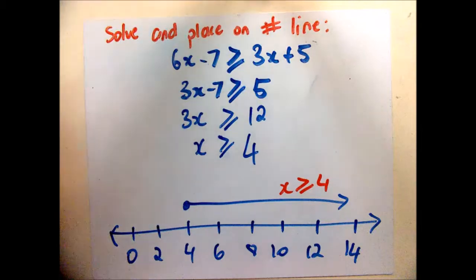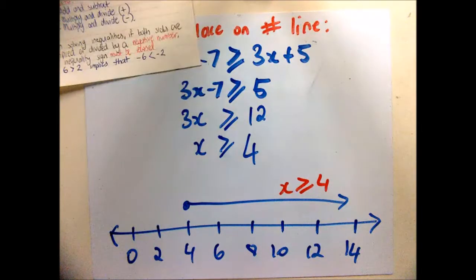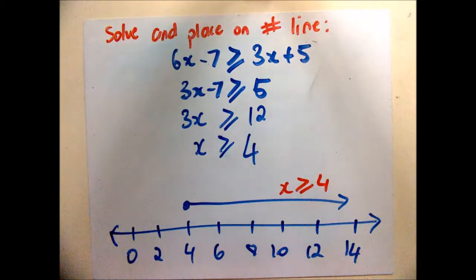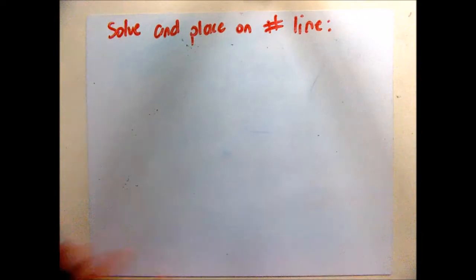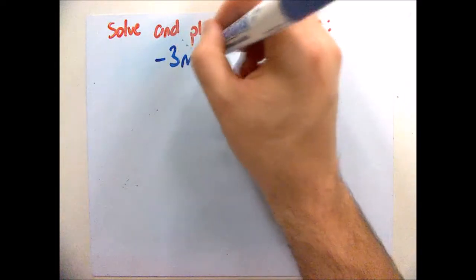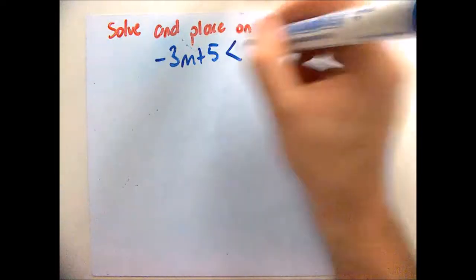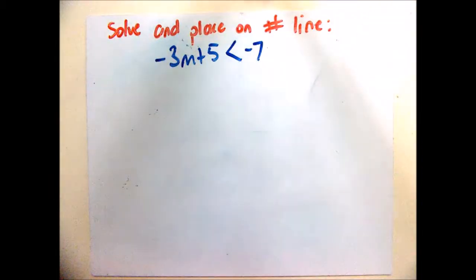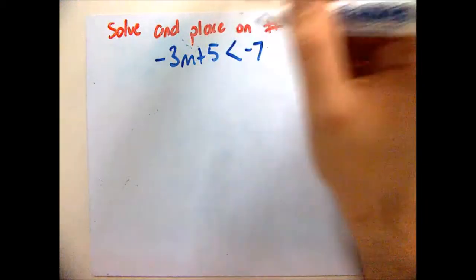Pretty straightforward stuff. Let me just see if I can find an example here using my negative value. And magically we are back. So let's pretend I had -3m plus 5 is greater than -7. Well, again, we just need to treat it like that sign in the middle here is an equal sign.